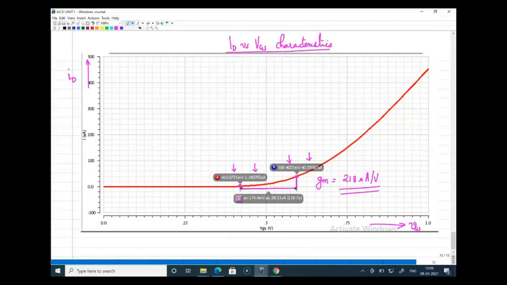Generally we write this as ID and VGS. Why I have changed it into small i, capital D and small v, capital GS, is to say that now, on top of the DC, we are actually interested to know about the change in current when there is a change in voltage. That is the main idea. So I hope this is clear, and if you have doubts you can ask, otherwise we'll continue in the next class.